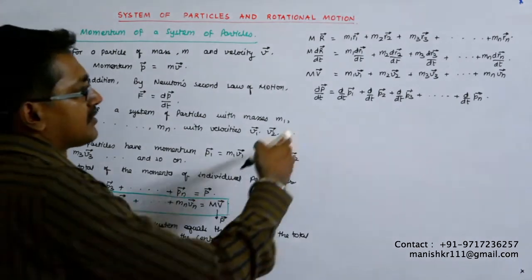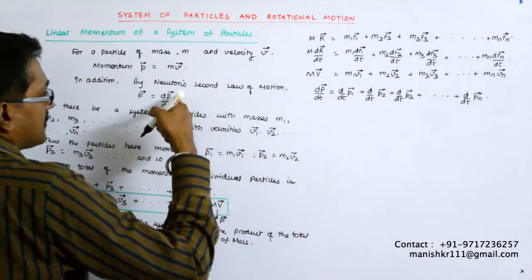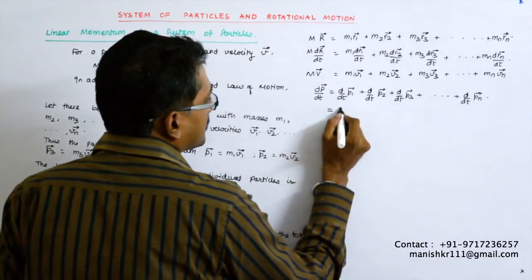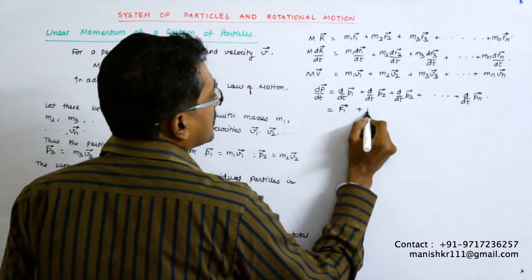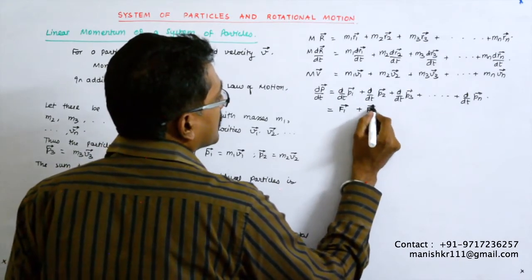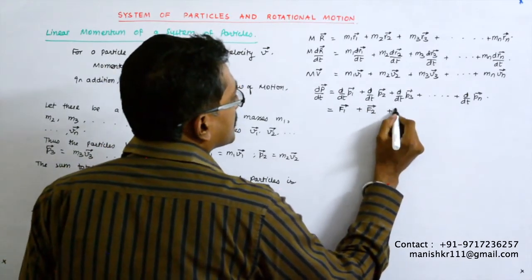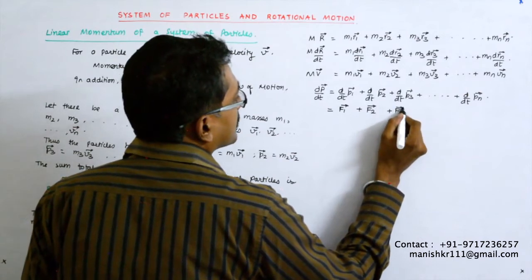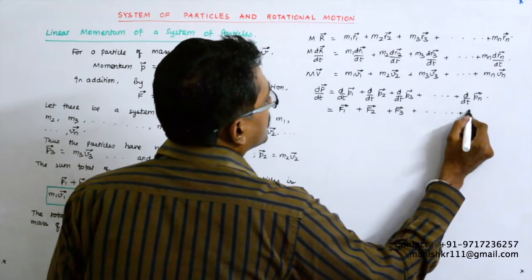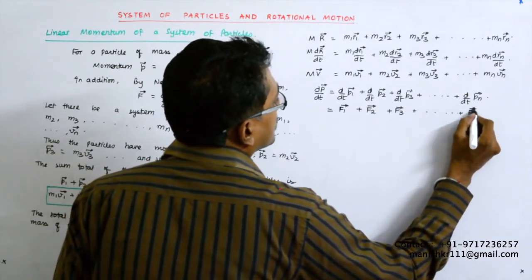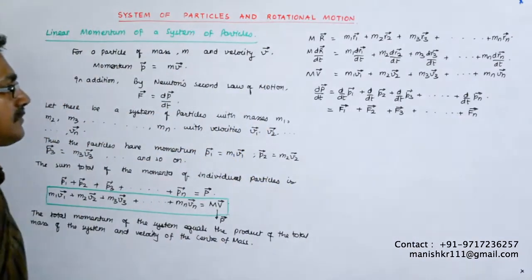And what is this? F1. This is F1, is it not? This is the total force that is acting on particle 1. This is the total force that is acting on particle 2. This is the total force that is acting on particle 3. And this is the total force that is acting on particle n.